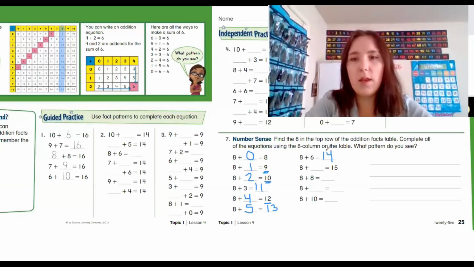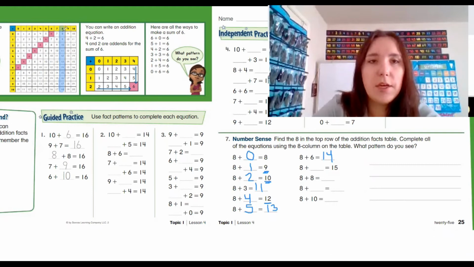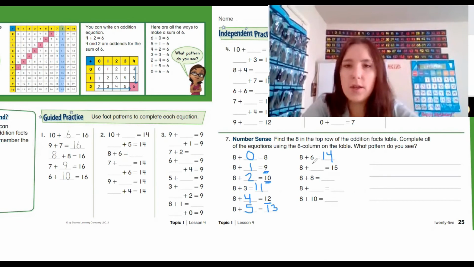Okay, now we have a sum. So we're going to go to that 8 column and go down until we find 15 in our sums. Going down, down, down. Oh, there it is. Let's go all the way over and see what our addend is. It's 7. So 8 plus 7 equals 15.